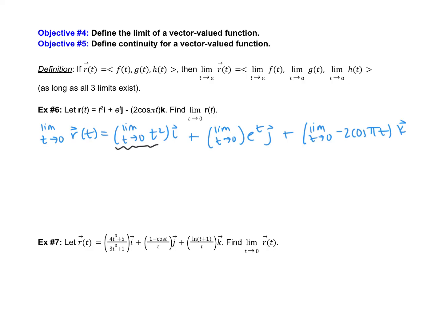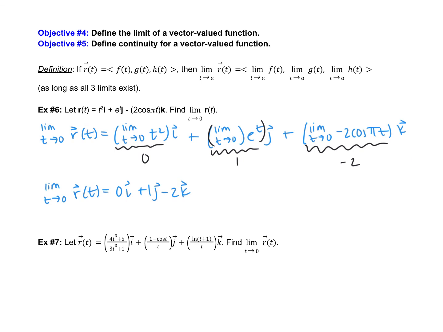Okay, so this limit right here is 0. This little limit here is 1, and this limit is negative 2. So what that tells us then is that the limit as t approaches 0 of r of t is 0i, add 1j, subtract 2k. Now, of course, you don't need to write that 0i, but I'm just going to write it just to be safe.